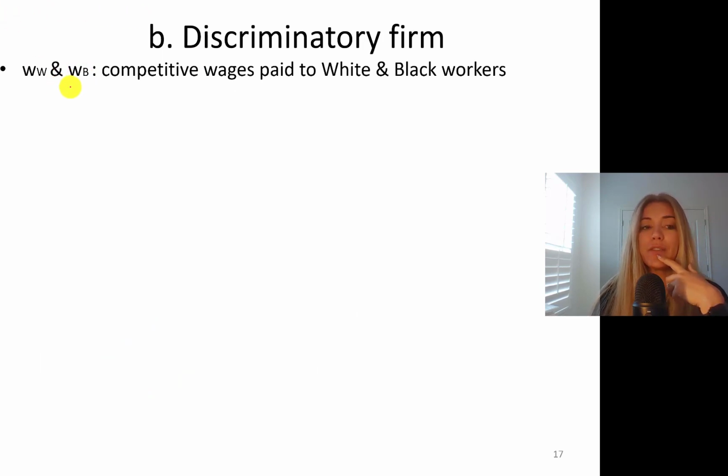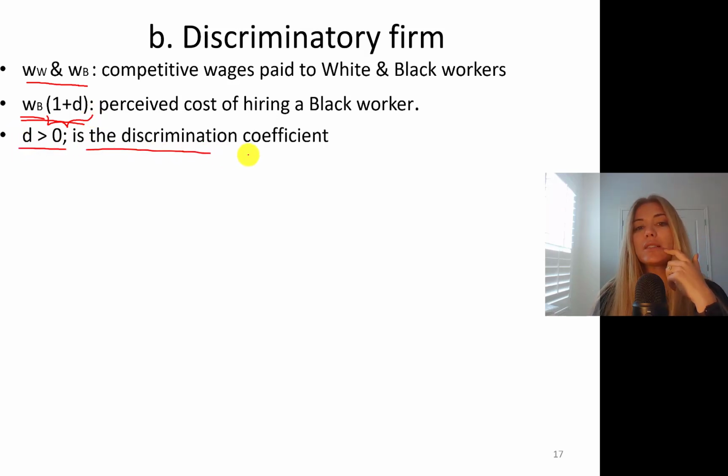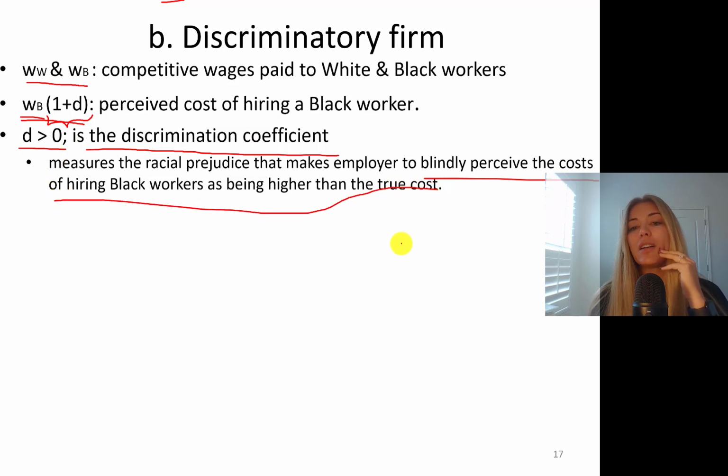A discriminatory firm is a little different. The wage rates of black and white workers are the competitive wages paid to white and black workers. However, because this company is discriminatory, this is the perceived cost of hiring a black worker. So not only the wage paid, but also it causes certain discomfort: 1 plus D. D is a positive number, which we call the discrimination coefficient. Even though, for instance, the cost of hiring a woman is certain dollars, you don't want to work with women, so it feels as if you're paying more. That's the discrimination coefficient. This D measures the racial prejudice that makes employers blindly perceive the cost of hiring black workers as being higher than the true cost.